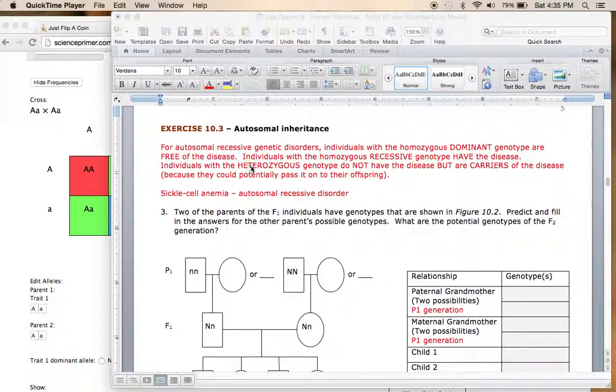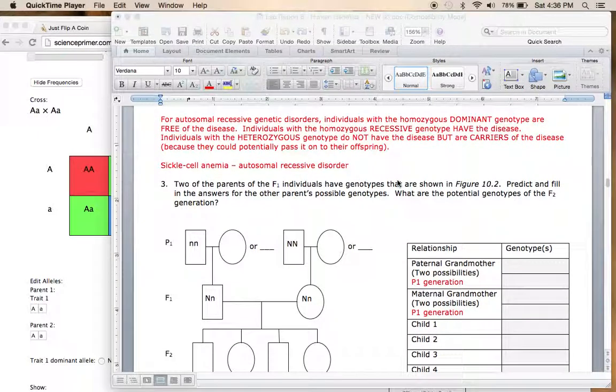In an autosomal recessive genetic disorder, the important thing to remember is that the individuals with the homozygous dominant genotype are free of the disease. They are completely normal, they have no problems. If they have the homozygous recessive genotype, then they have the disease. And if they have the heterozygous genotype, they don't have the disease, but they are considered carriers of the disease because they could potentially pass on that recessive allele to their offspring, and then their offspring could have the disease if they got two recessive alleles from both parents.